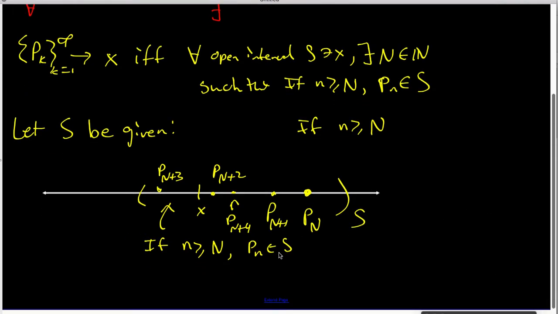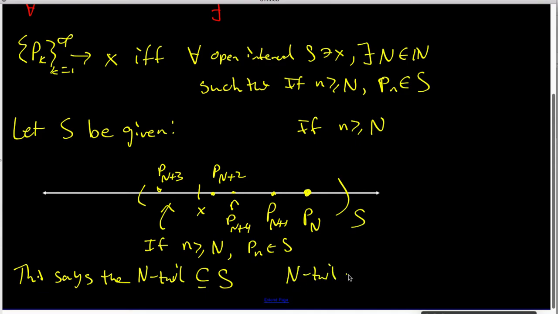Now, there's another way of thinking about this. What this is really saying is that the whole tail, the N-tail of my sequence, is a subset of the open interval. Remember that the N-tail is the sequence Pn as n goes from capital N out to infinity. And this N-tail very clearly has to be a subset of my open interval.